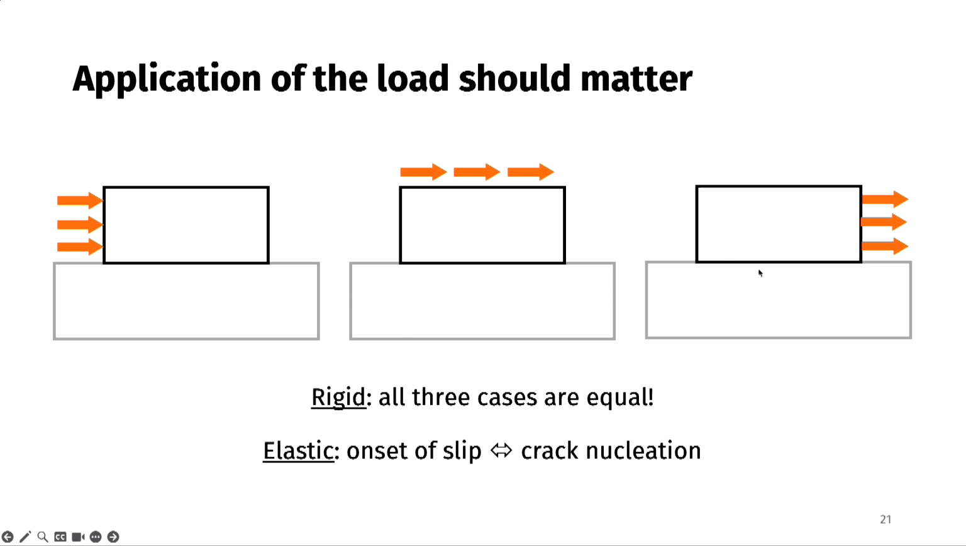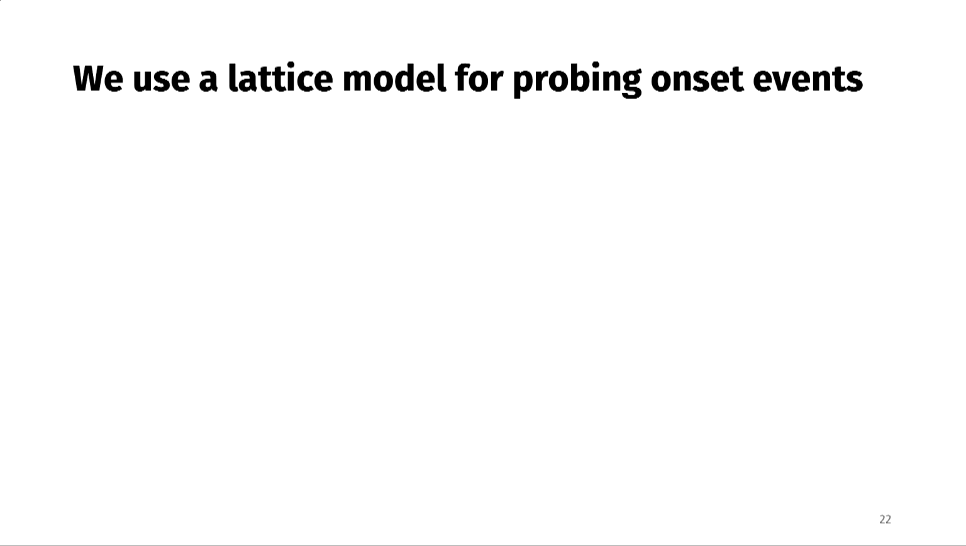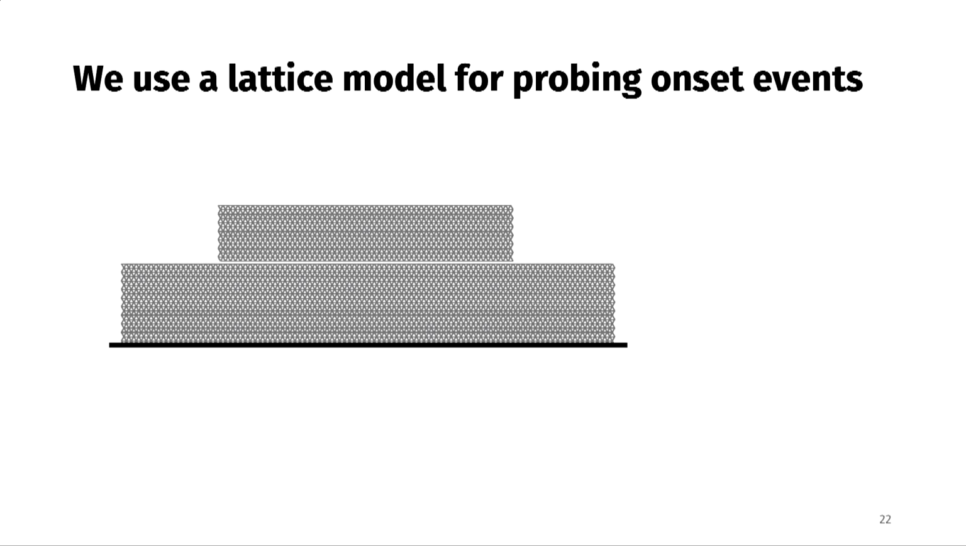Okay, it's understandable. And so the three cases should be different. So to look at where these onset events happen, what types of onset events happen, and why they happen, we sort of resorted to a lattice model. And the idea again is very simple. I'll just give you the basic outline of what this lattice model does.